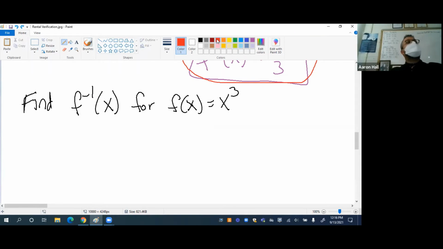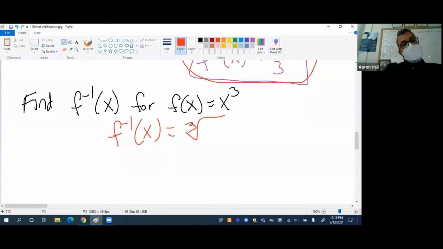Maya, are you done? What did you get? The inverse of f of x equals what? Yeah, with plus or minus? Do we need that? Why not? What about if it's the fourth root? So what's the rule? Perfect. If it's even, then you need it. If it's odd, you don't. So we're not going to worry about plus or minus.